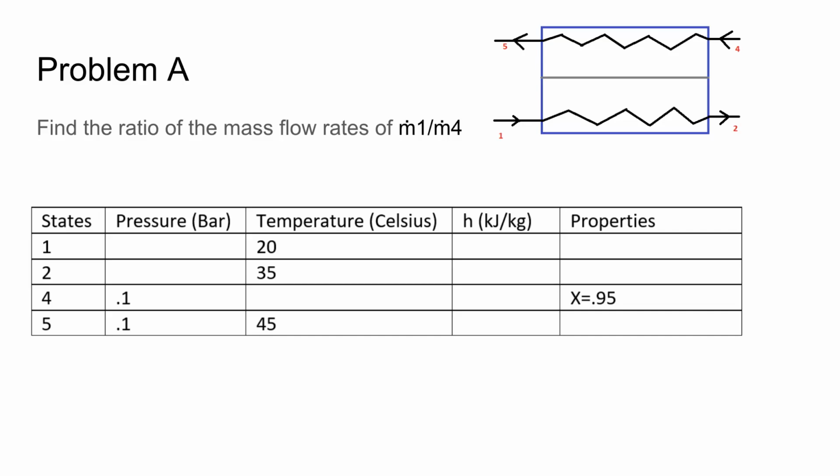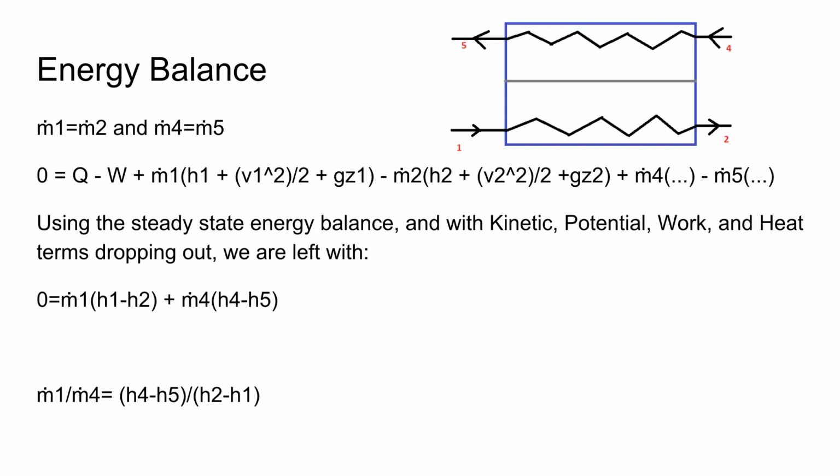Problem A asks us to find the ratio of the mass flow rates of m.1 over m.4. Looking at the diagram, we can see that mass flow rate 1 and mass flow rate 2 are equal, and also that mass flow rate at state 4 and mass flow rate at state 5 are equal. Shown below is the entire energy balance.